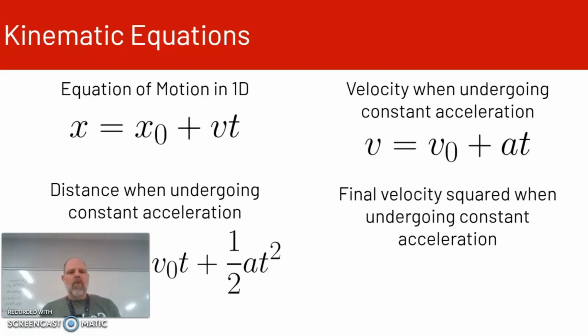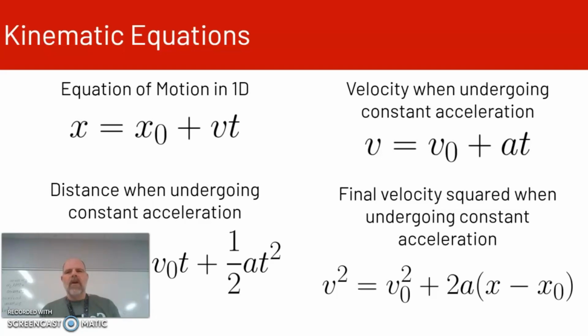And then final velocity squared when undergoing constant acceleration. So we have v squared equals v naught squared plus 2a times (x minus x naught). This incorporates most of our variables except for time. So our final velocity squared is equal to our initial velocity squared plus 2 times the acceleration times our displacement, or x minus x naught. That's our final position minus our initial position. These are the kinematics equations that we're going to use over and over again in this class.